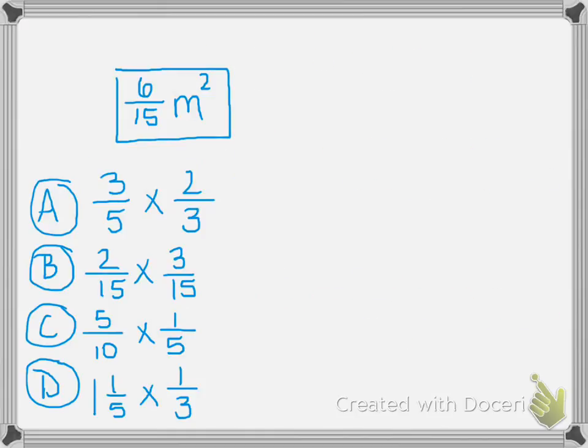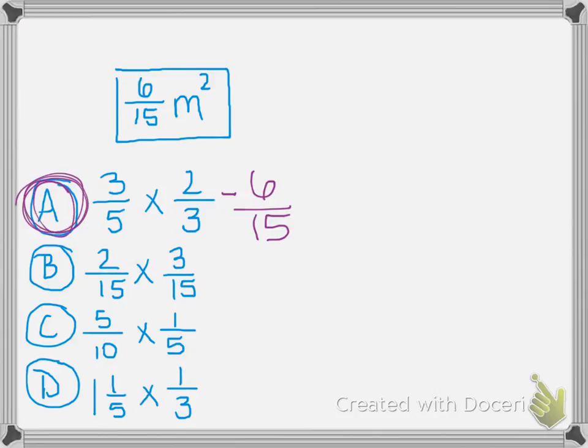Number 4 says a rug has an area of 6/15 meters squared. Which of the following could be the dimensions of the rug? Circle all that apply. So we know the area is 6/15. So if we look at A, in order to find the lengths, we would actually, again, multiply the numerators and the denominators. 3 times 2 is 6. 5 times 3 is 15.